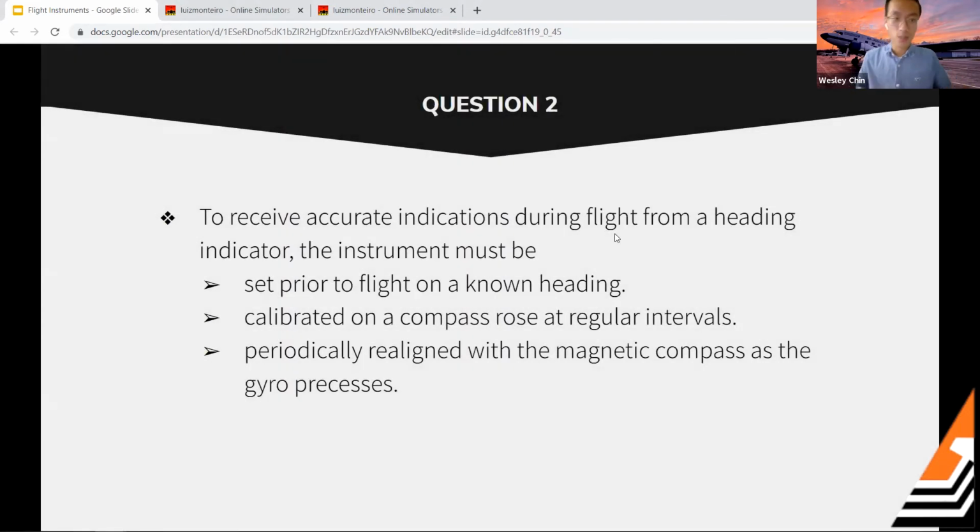Second question, to receive accurate indications during flight from a heading indicator, the instrument must be either set prior to flight on a known heading, calibrated on a compass rose at regular intervals, or periodically realigned with a magnetic compass as the gyro precesses. Last answer, you got it. Exactly, Andrew. So that's going to be correct there. We periodically have to realign that.